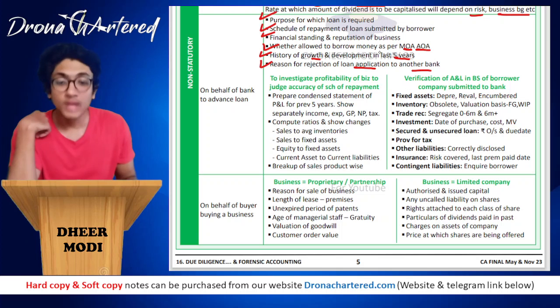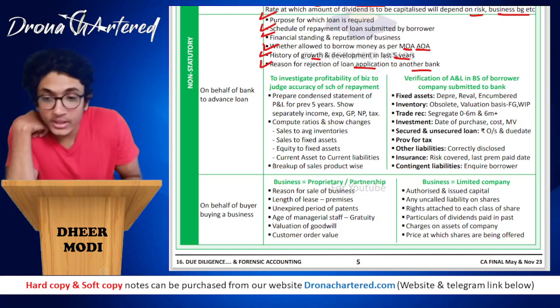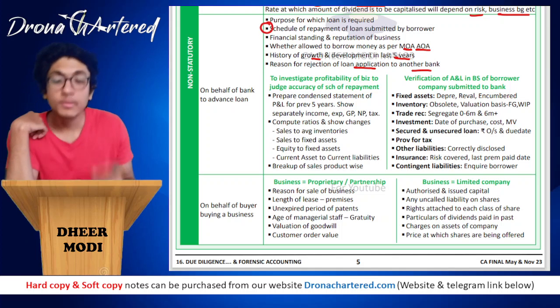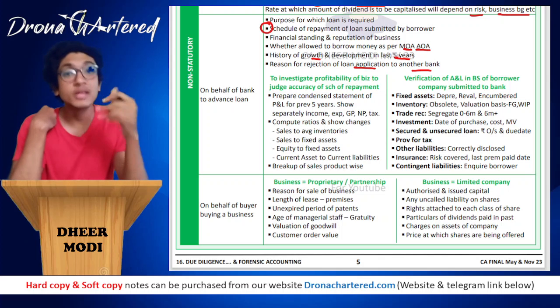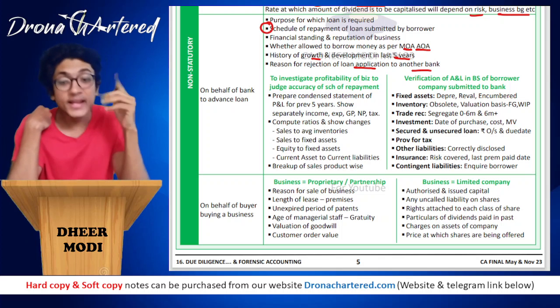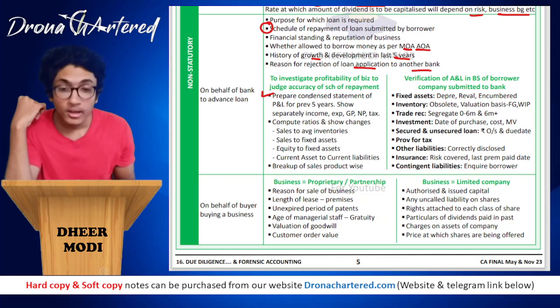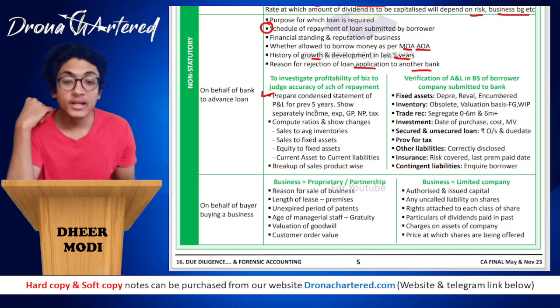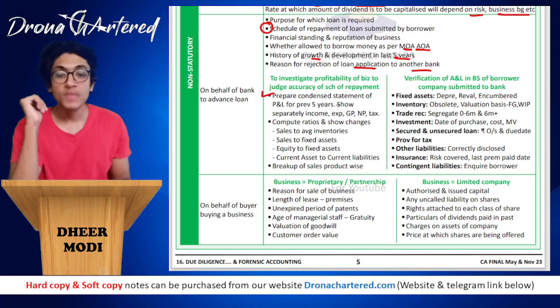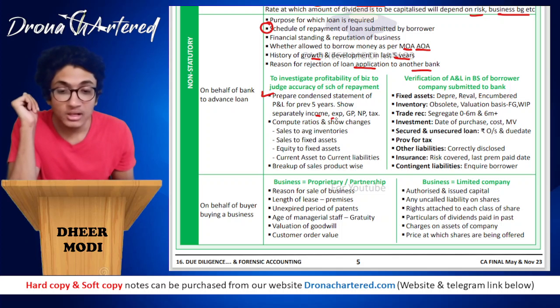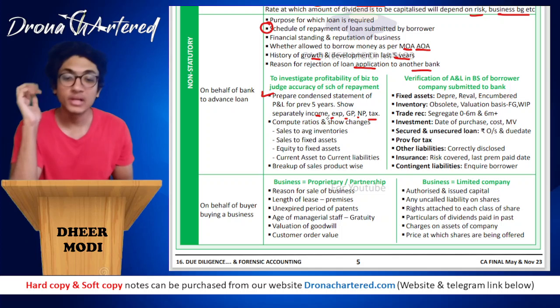So now what did we do? We did this point. Just a second, I'll erase this. We did your schedule of repayment. So now, to check the accuracy of the schedule of repayment that he has given, you will prepare a condensed statement of P&L for the previous 5 years. And you will show separately the income, expenditure, gross profit, net profit, and tax. All of this you will separately show.